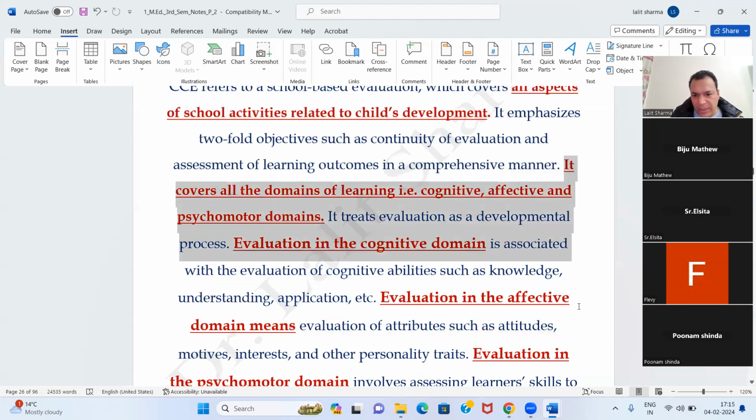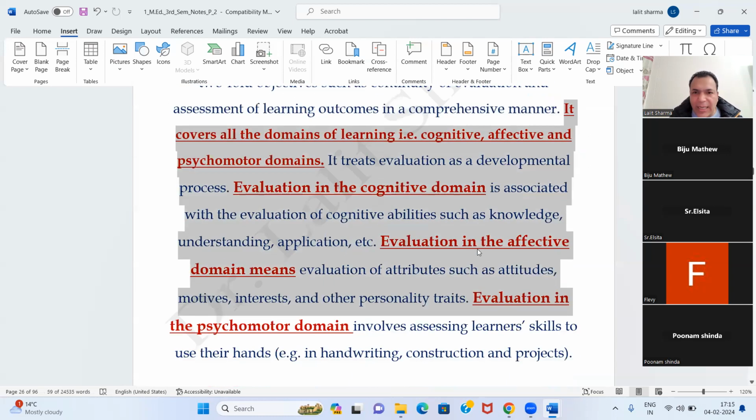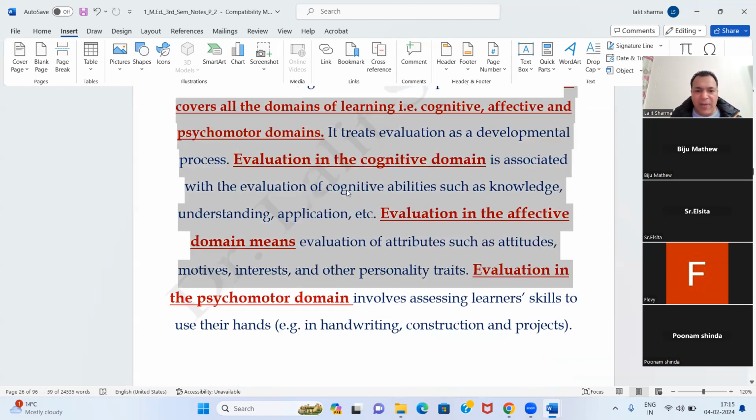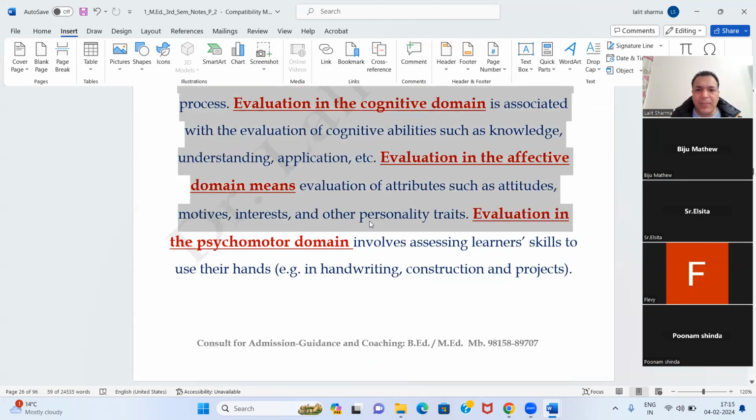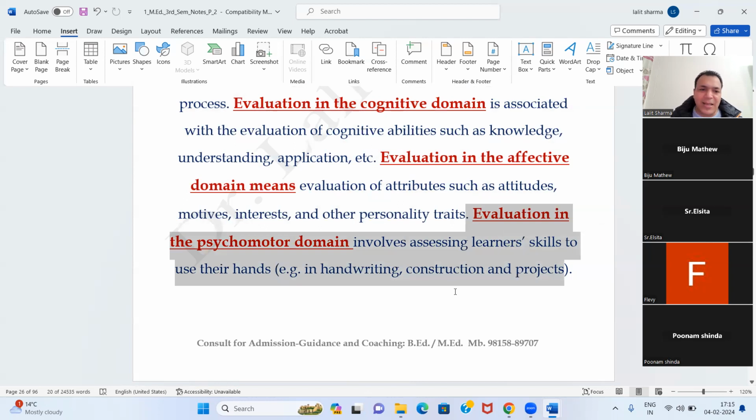Okay, so look at this. First of all, it covers all the domains of learning: cognitive, affective and psychomotor. It treats evaluation as a developmental process. Evaluation in the cognitive domain is associated with evaluation of cognitive abilities such as knowledge, understanding, and application. Evaluation in the affective domain covers attributes such as attitude, motive, interest, and other personality traits. Evaluation in the psychomotor domain involves assessing skills such as handwriting, instruction, and projects.